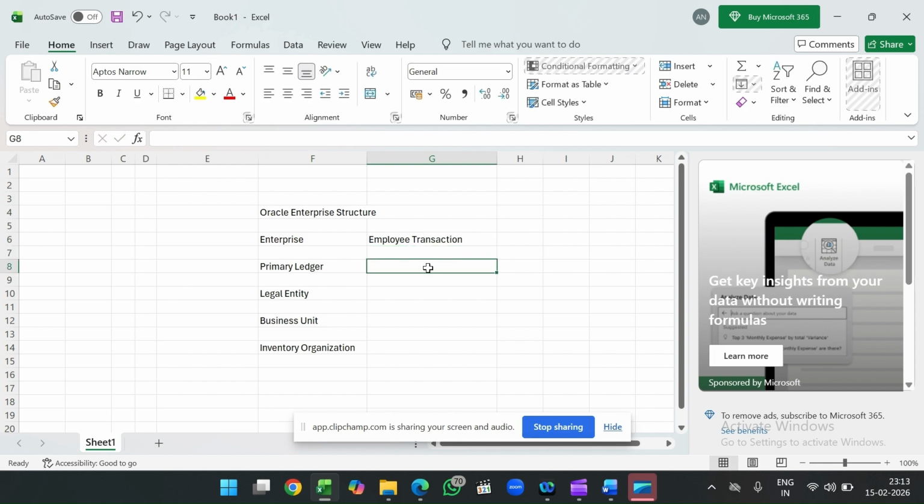So when we talk about the primary ledger, here all the financial related transactions will occur. Also all the subledger applications will come into the primary ledger to maintain the profit and loss account.